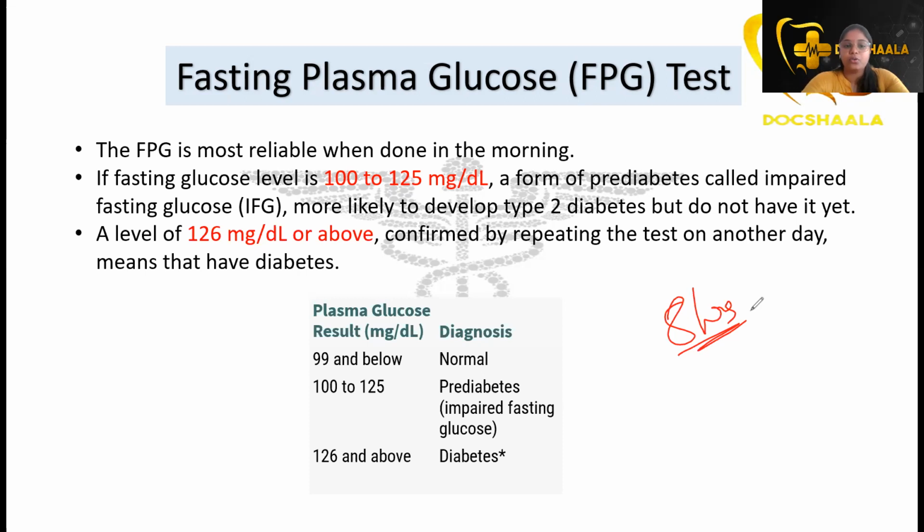If the glucose level is 100 to 125, a form of impaired fasting glucose is seen. It is a form of pre-diabetes. Okay. The patient is likely to develop type 2 diabetes, but he doesn't have it yet. 99 and below is non-diabetic. 100 to 125 is pre-diabetes, and 126 and above is diabetes, and you can confirm it by recalling the patient for yet another test on another day to be sure.